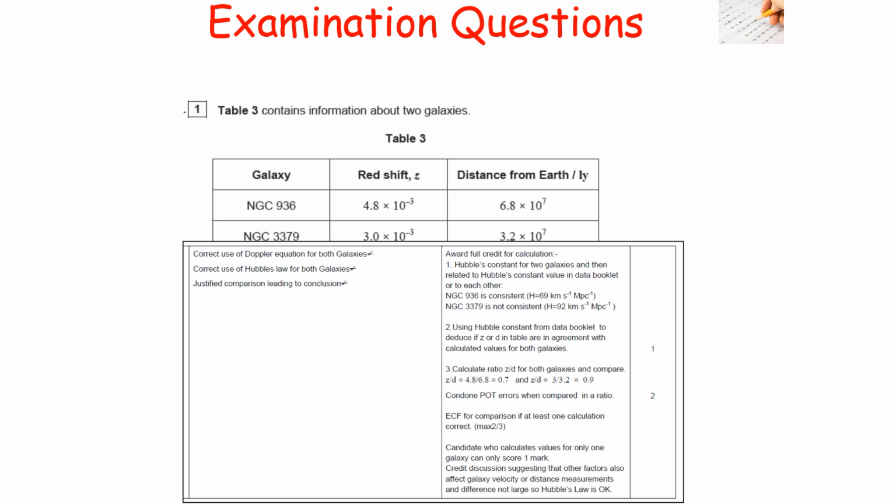Now when you work it out for NGC 3379, you'll notice that the Hubble constant is 92 kilometers per second per megaparsec. That then leads to 2 conclusions you can make. Firstly, NGC 3379 has a value which is very far away from the Hubble constant value given to you in the data booklet, and the 2 values are not consistent with each other, indicating that possibly NGC 936 verifies Hubble's law, but definitely both of them together do not.